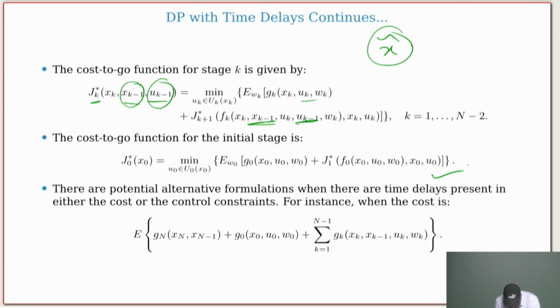So there are potential alternative formulations when there are time delays either in the cost or the control constraints. So for instance, when the cost is this, it depends only on the previous state xk and on the current control. So these are some variations depending on what the dependencies are for the problem.